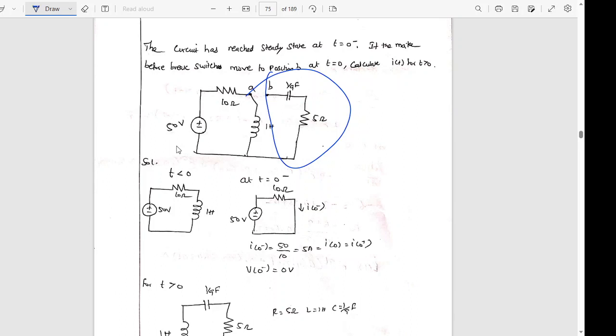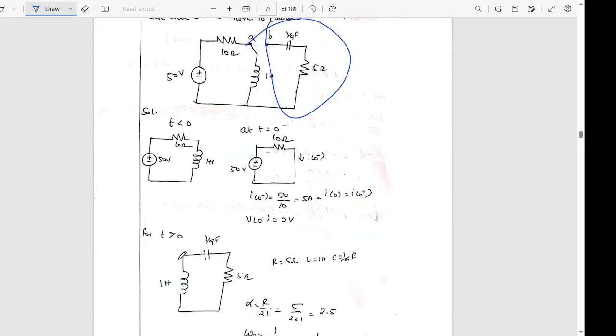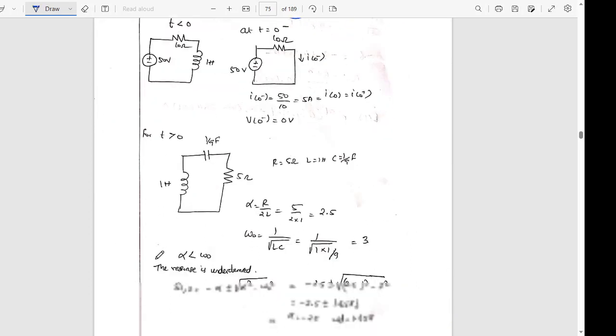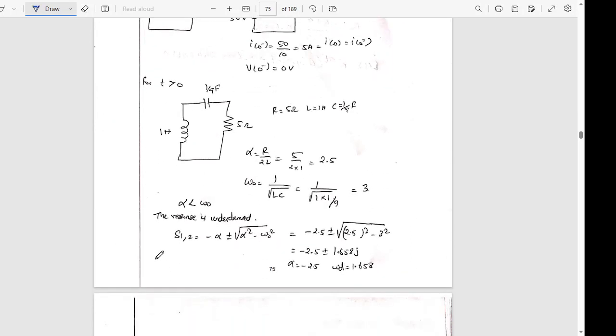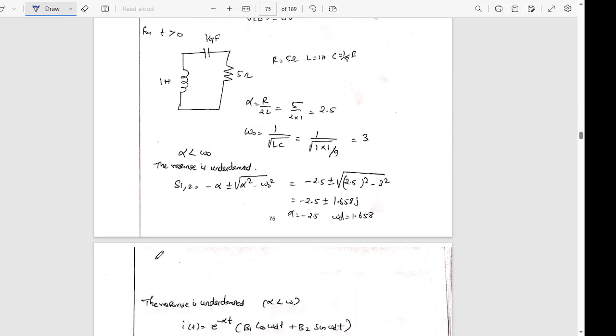For t greater than 0, how does the circuit look? We have a connection like this. This connection will be removed. So we have RLC connected in series. We know the R value, L value and C value, and we just find alpha and omega naught using the formula, then find S1, S2, and which case it is, whether underdamped, overdamped or critically damped.